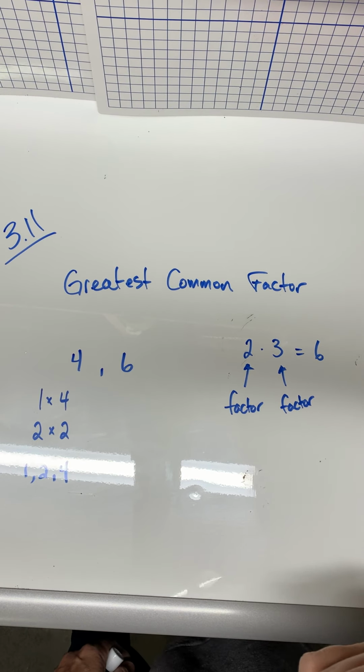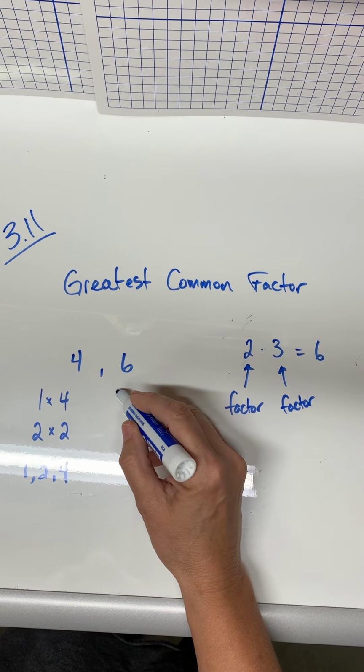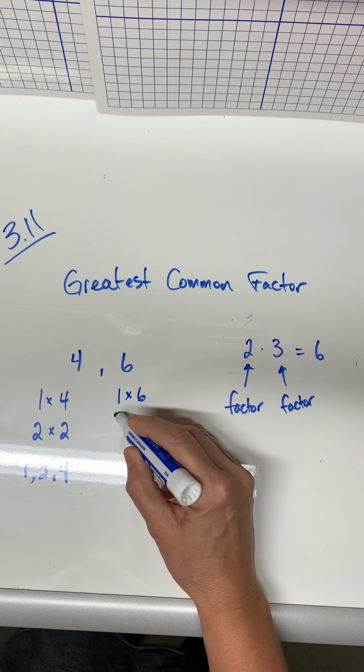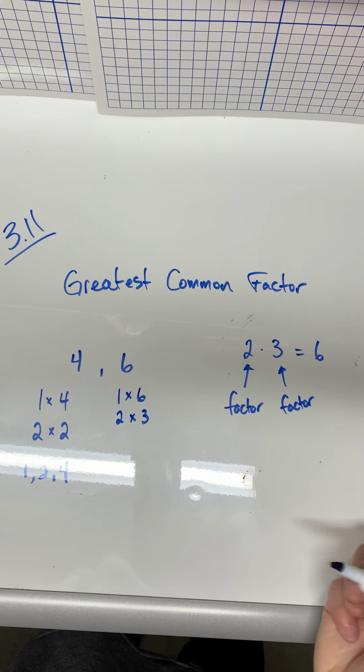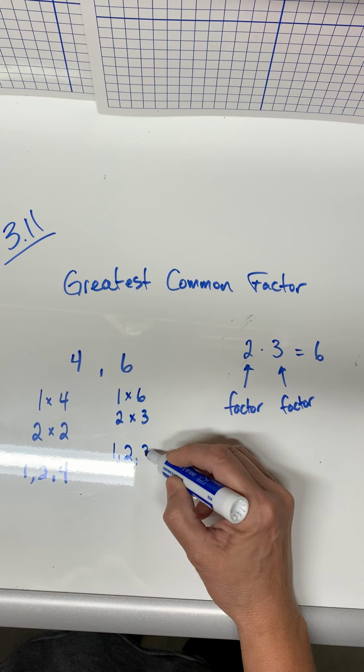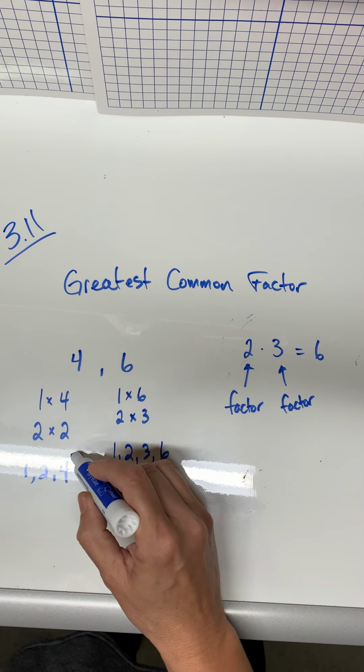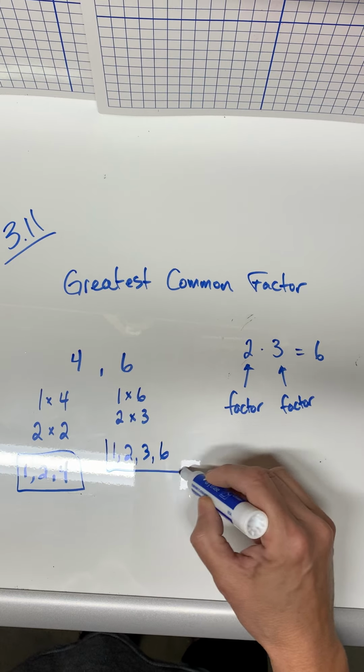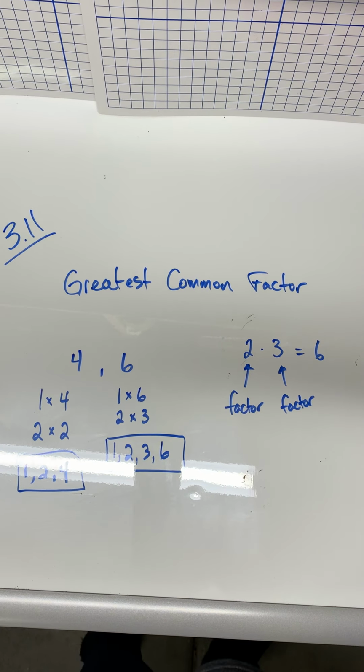All right, so what about for 6? Well, I have 1 times 6, 2 times 3. So the factors of 6 would be 1, 2, 3, and 6. So these are the factors of 4. These are the factors of 6. So what factors do they have in common?